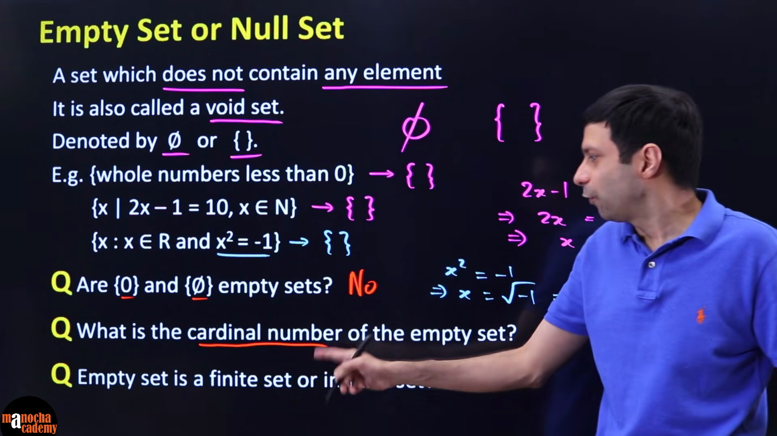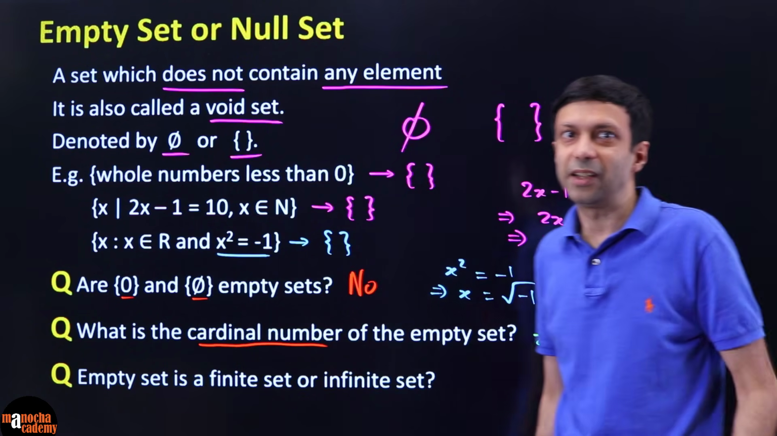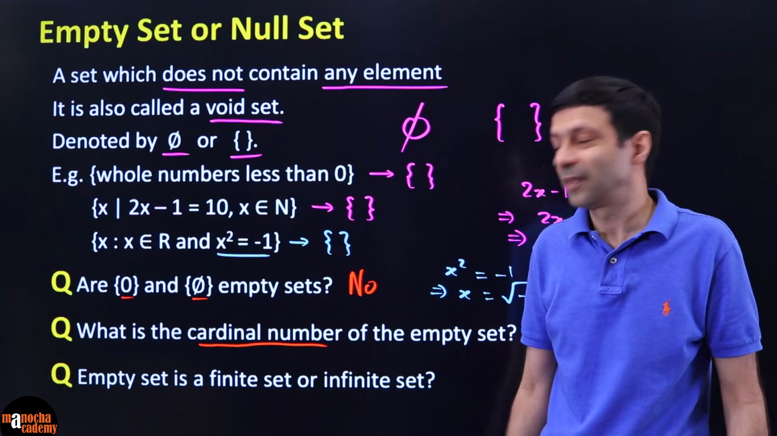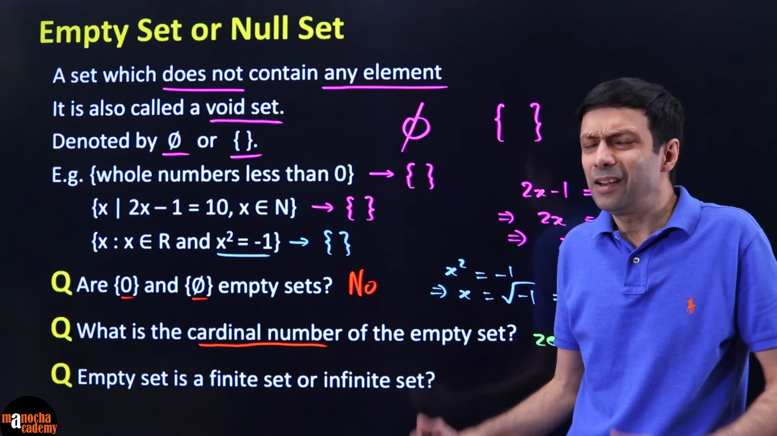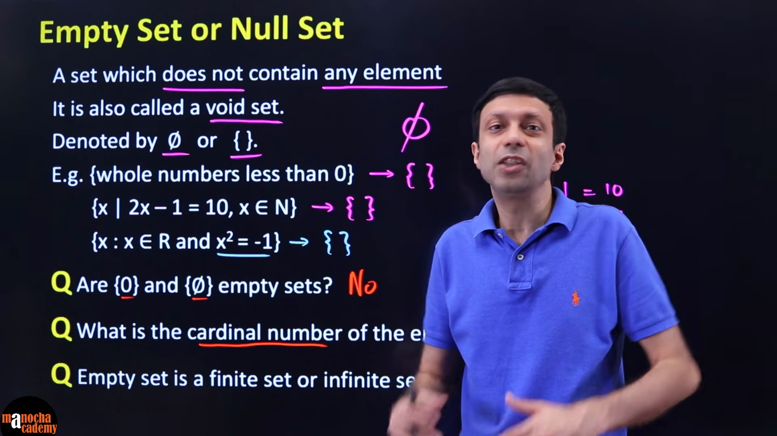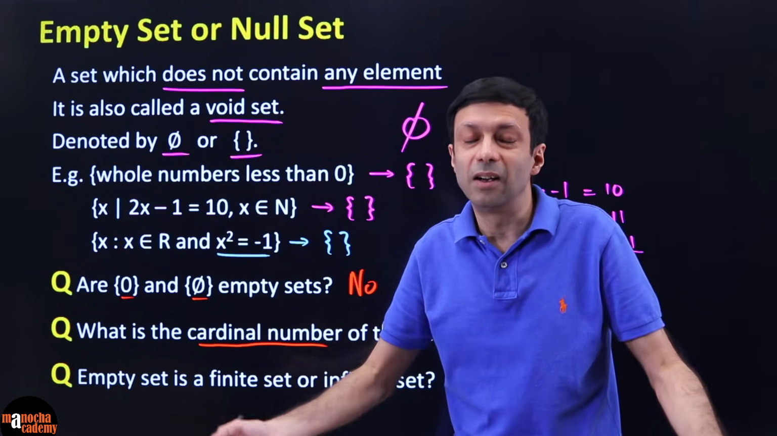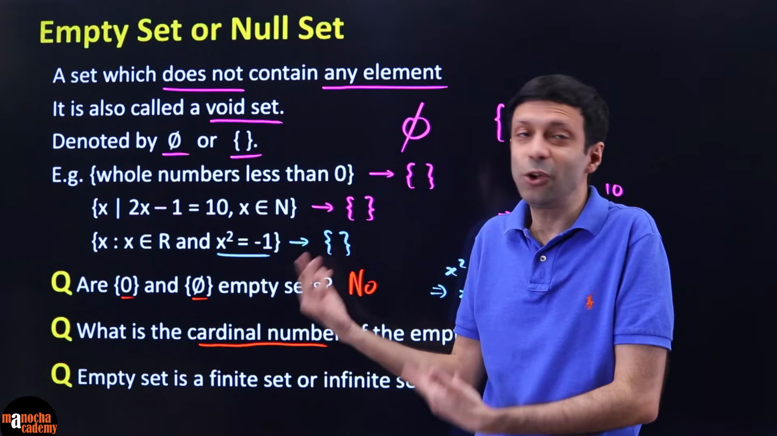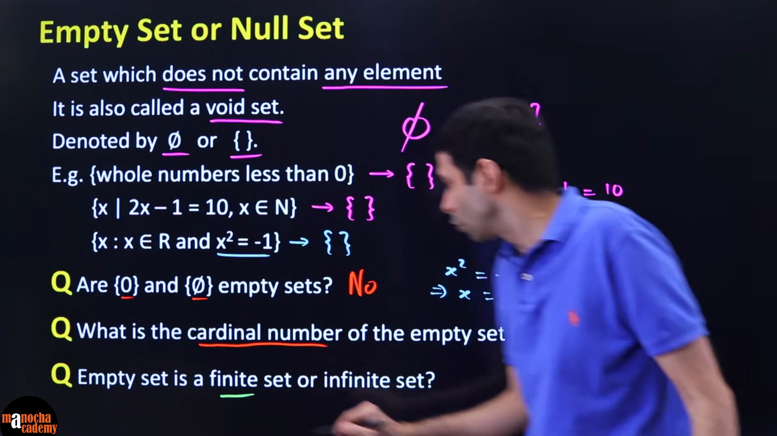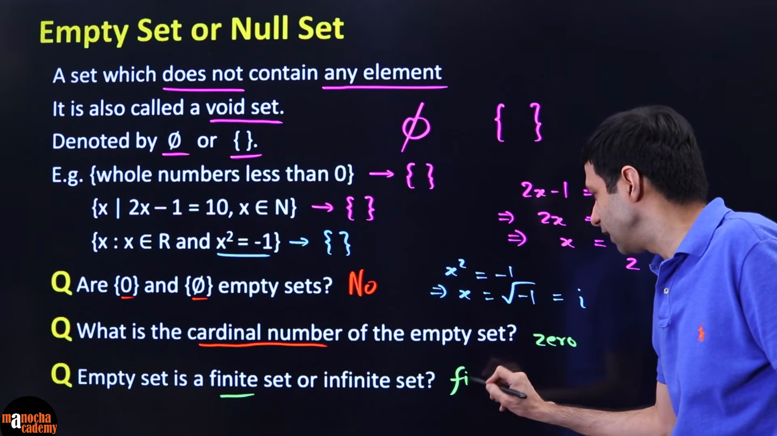Now let's look at the last question here. Is the empty set a finite set or infinite set? What do you think? Empty set, is it finite or infinite? Clearly it is finite because it does not have an unlimited or infinite number of elements. In fact, it has 0 elements. So the correct answer here is that it is a finite set.